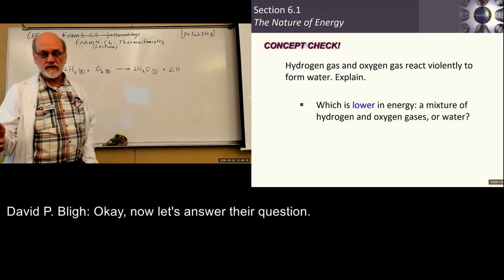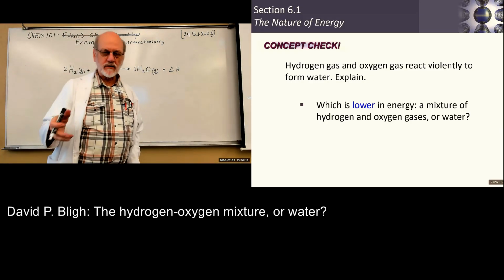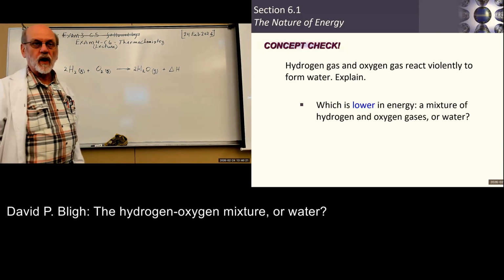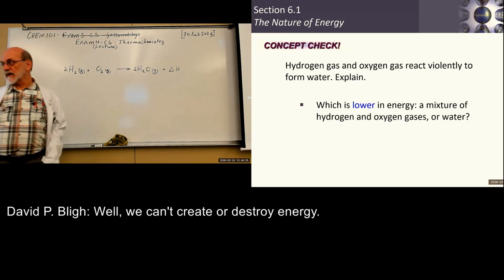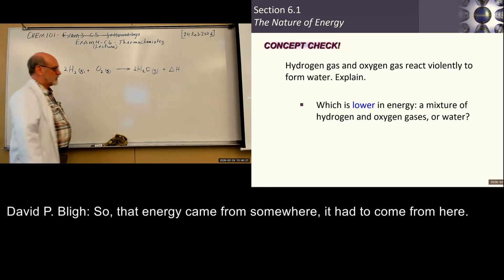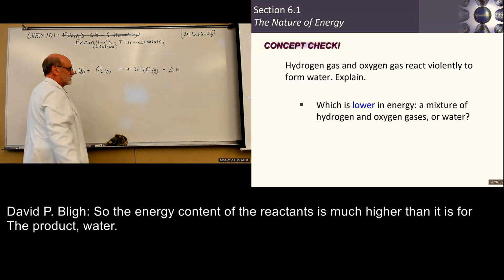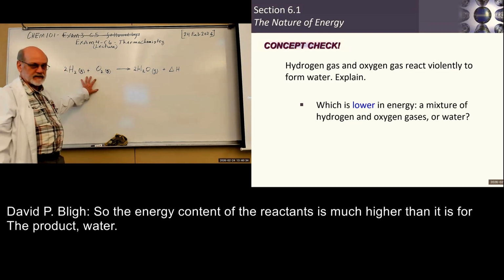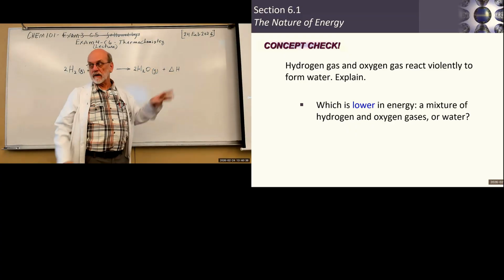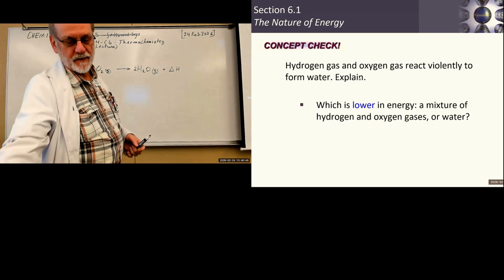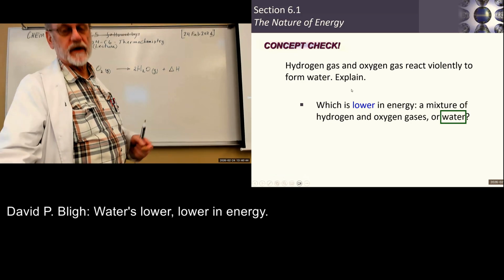Okay, now let's answer their question. Which is lower in energy, the hydrogen-oxygen mixture or water? Well, we can't create or destroy energy. So that energy came from somewhere. It had to come from here. So the energy content of the reactants is much higher than it is for the product water. Water's lower in energy.